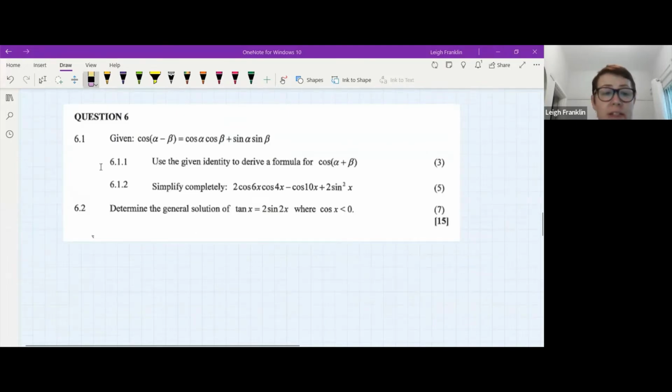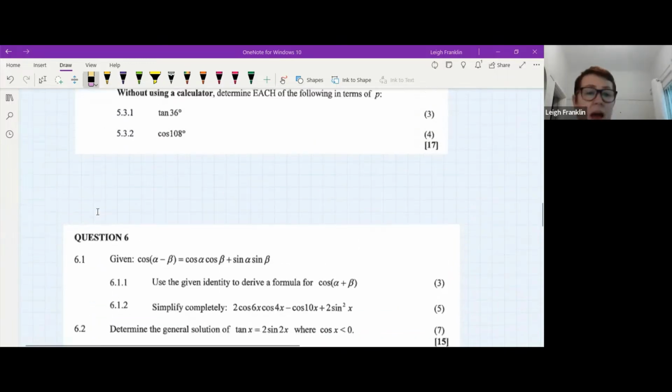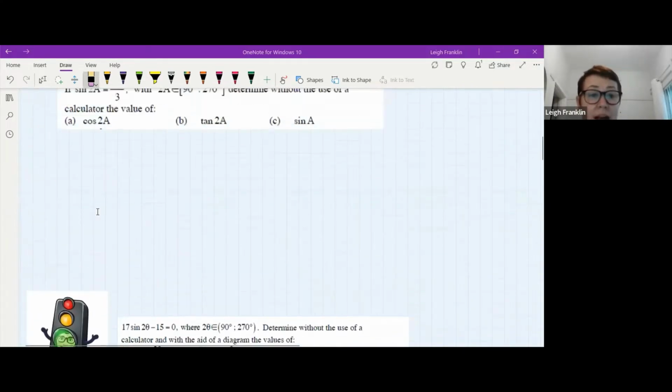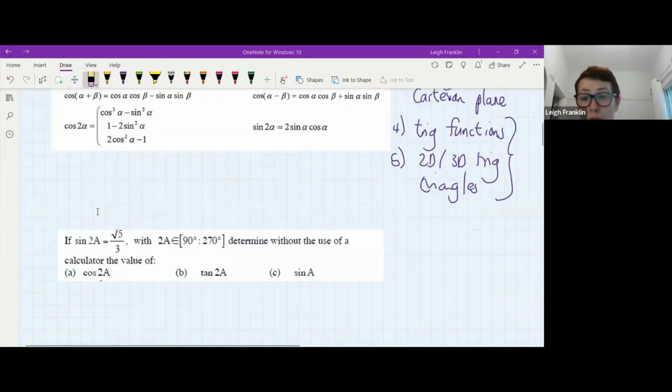Then over here, this is something else that they've asked us to do. They've asked us to prove something. So this is one of the formulae they could ask you to prove, Tisha. Maybe this is what you were talking about. Question 6.1.2 is another simplification question, and in 6.2 there's our general solution. Okay, so we can see these sorts of questions that we are expecting are going to come up. They haven't asked us anything on the Cartesian plane, which is why I decided that I would start with one of those sorts of questions.